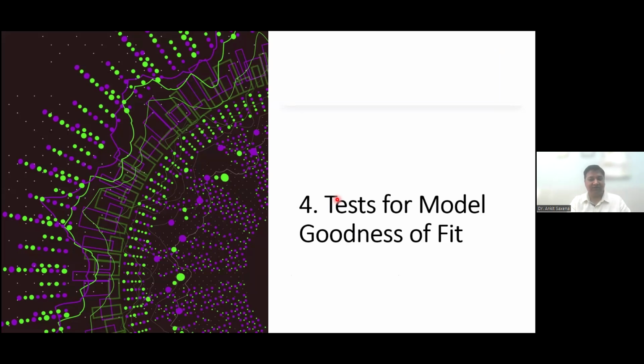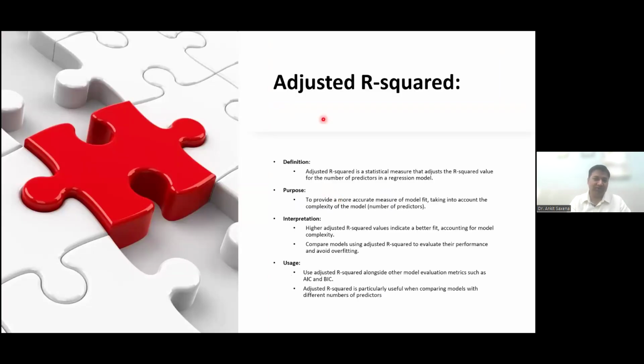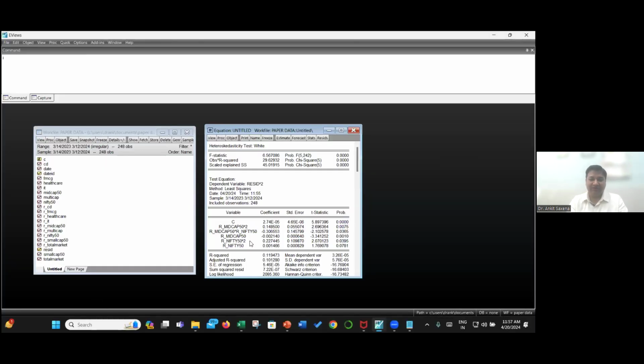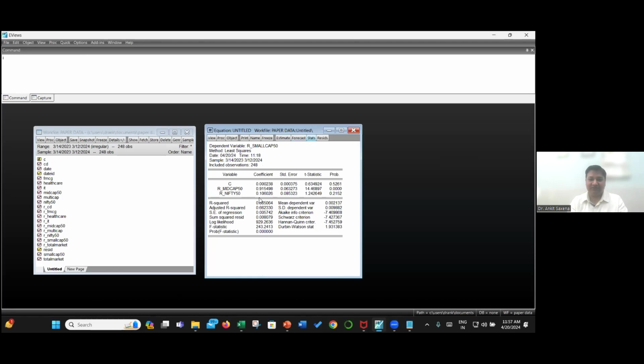So for the test of model goodness of fit, there are two tests. One I've already explained to you while writing the interpretation there. The other is adjusted R square. I've explained the R square value, but not the adjusted R square. I'll show you where that value is. In the stats of your regression model, the R square value was 0.665, and the adjusted R square value is 0.662.